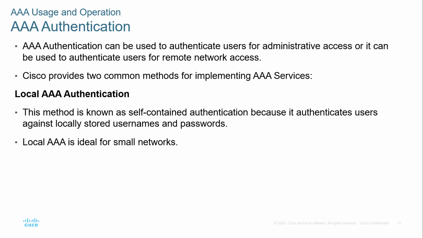So AAA can have a few different ways to authenticate. One of the more common ways is local authentication. Basically, this is a self-contained authentication method because the user is authenticated against a locally stored username and password. Local AAA is really common for smaller networks, when you have to have a username on a single device. As the devices grow, that becomes harder to manage.